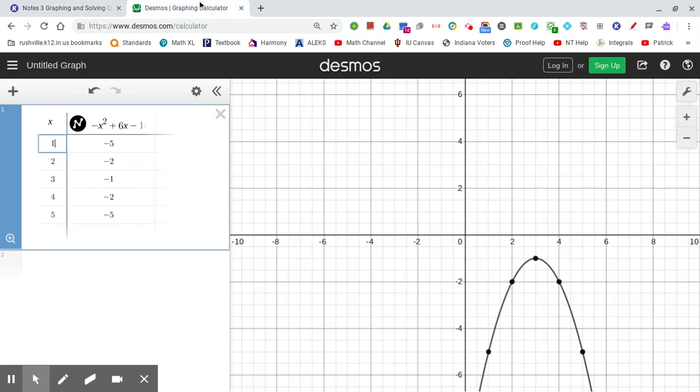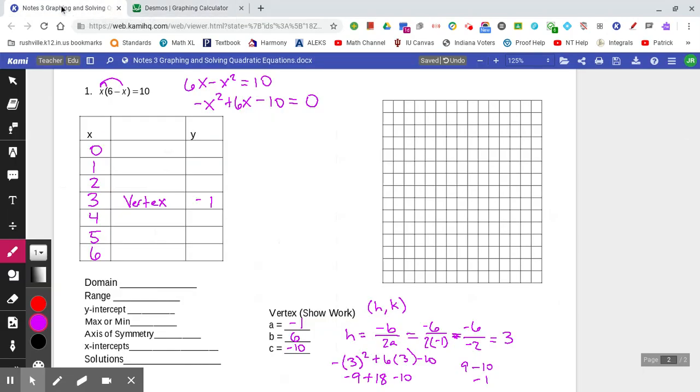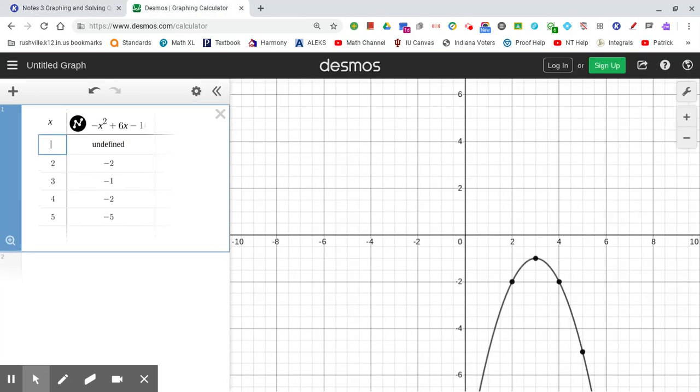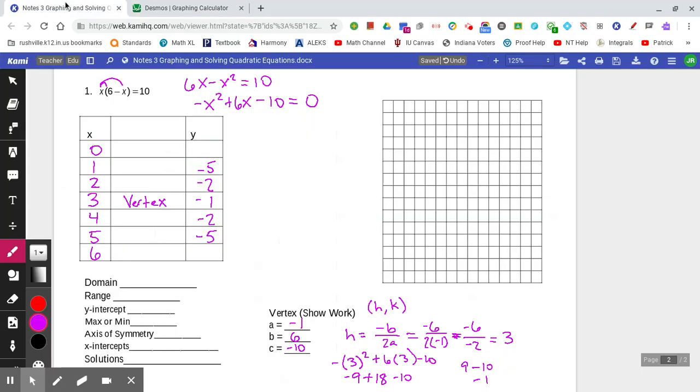So use Desmos or a graphing calculator to get what these values are. So this is -5. This one was -2. This one's -2. This is -5. And then for my 0, that's at -10. If I do 6, that's also at -10. So hopefully you're seeing that those values repeated, because our vertex is where the symmetry occurs.